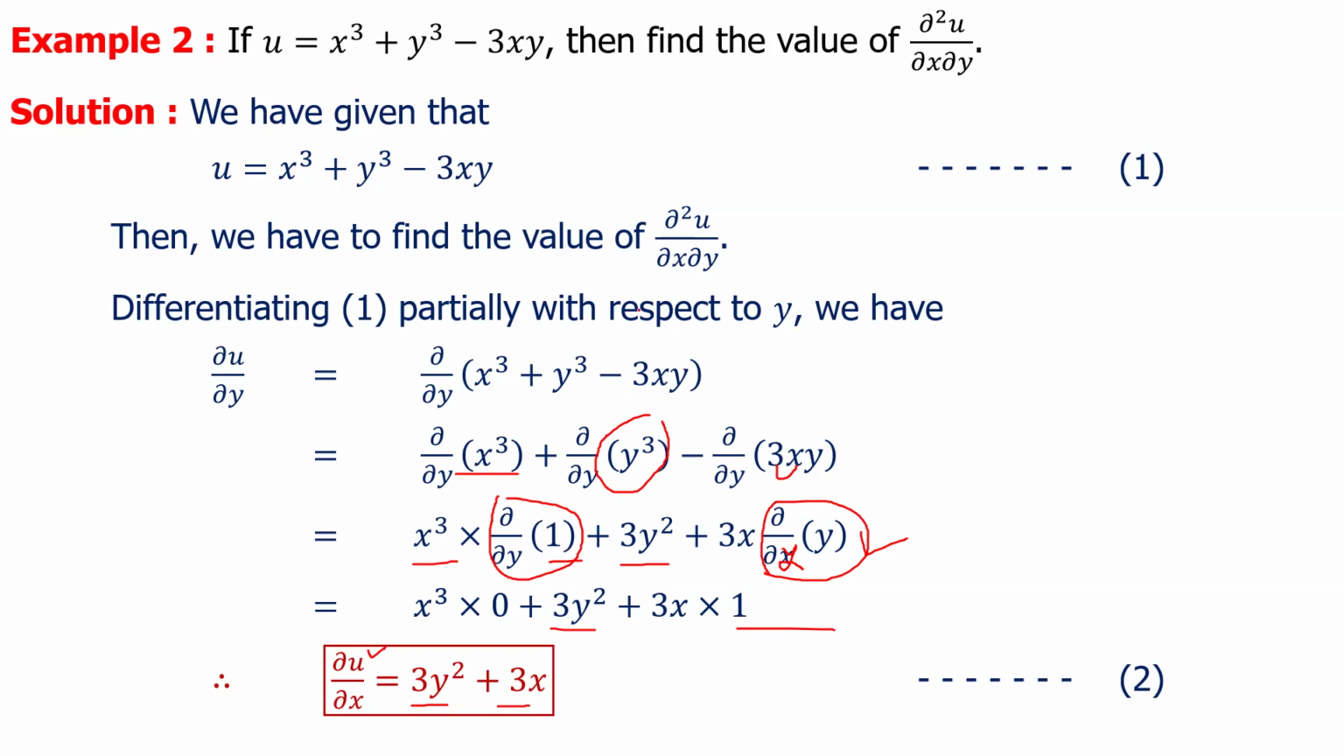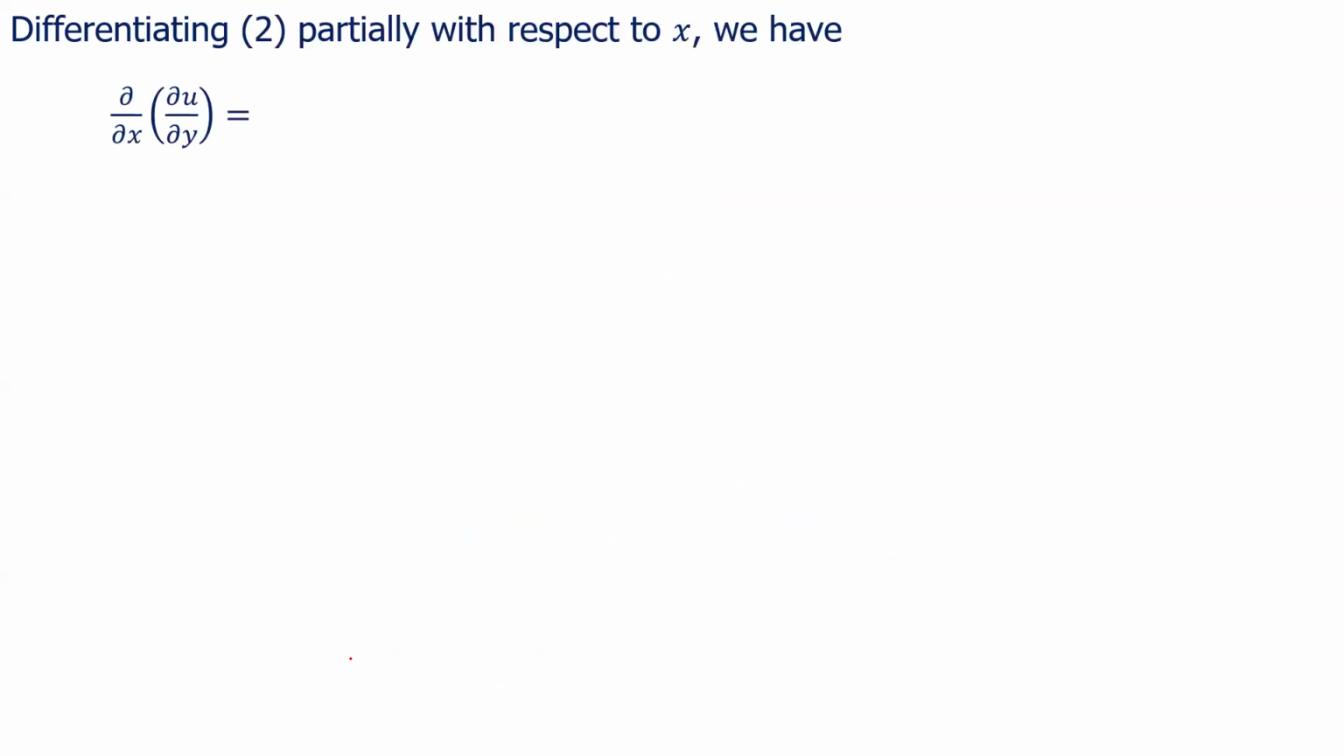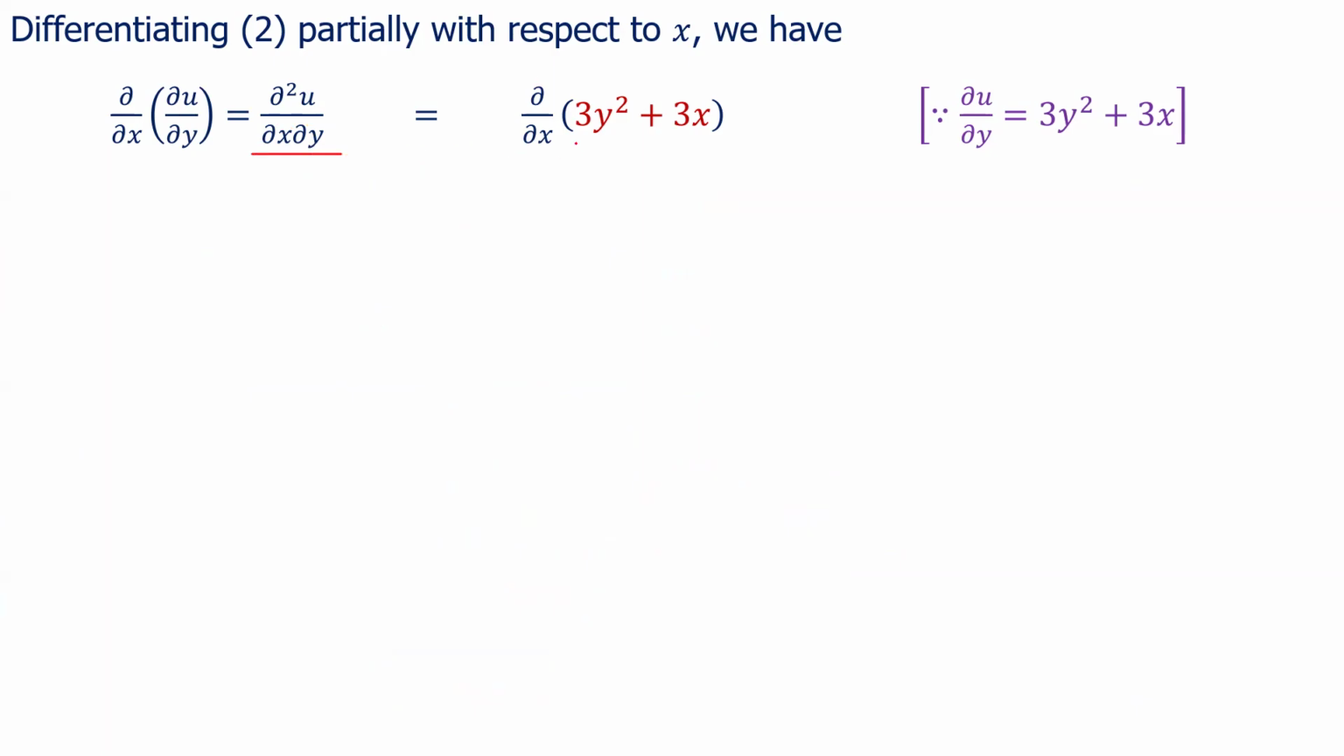Now we have to find out this derivative, so we again find out the partial derivative of this with respect to x. Differentiating this partially with respect to x, we have del x of del u del y, which is given by del 2u del x del y, or del x of 3y square plus 3x, because del u del y is 3y square plus 3x.